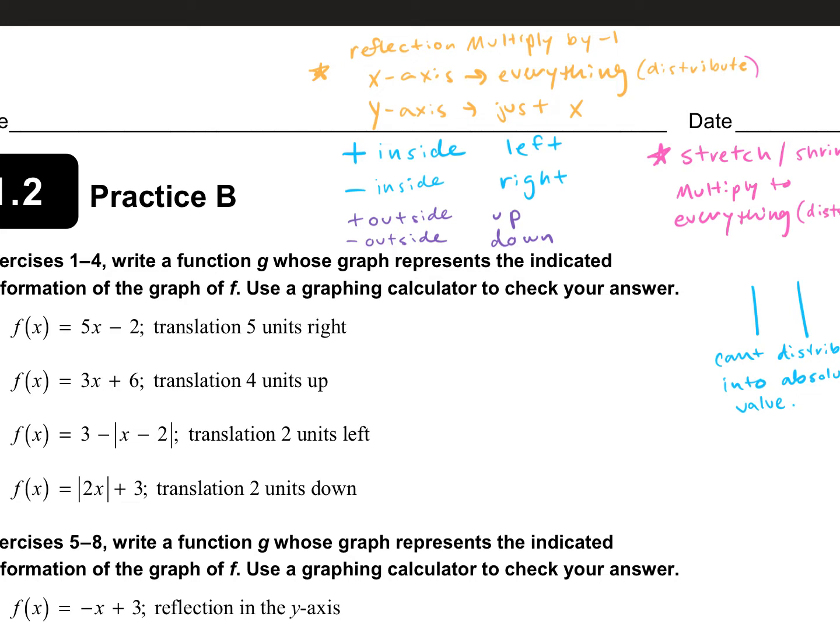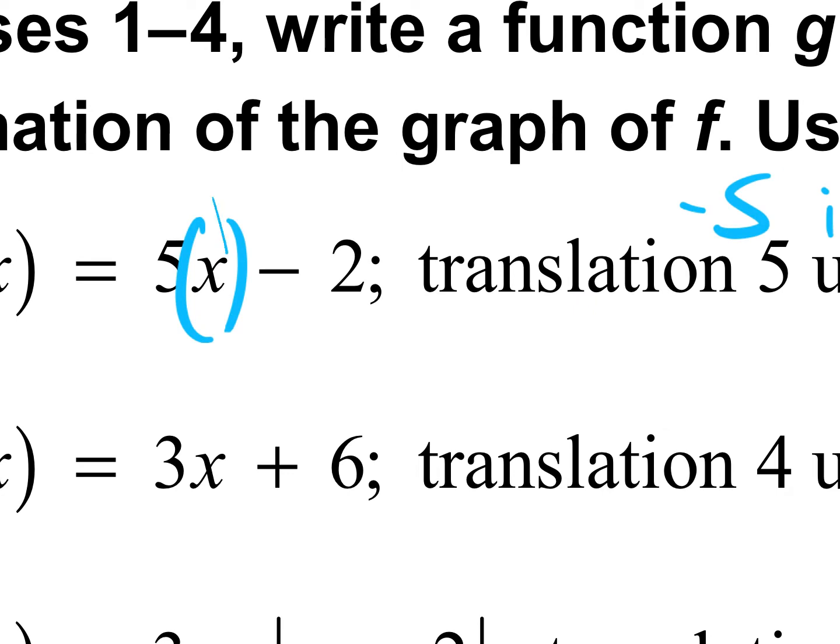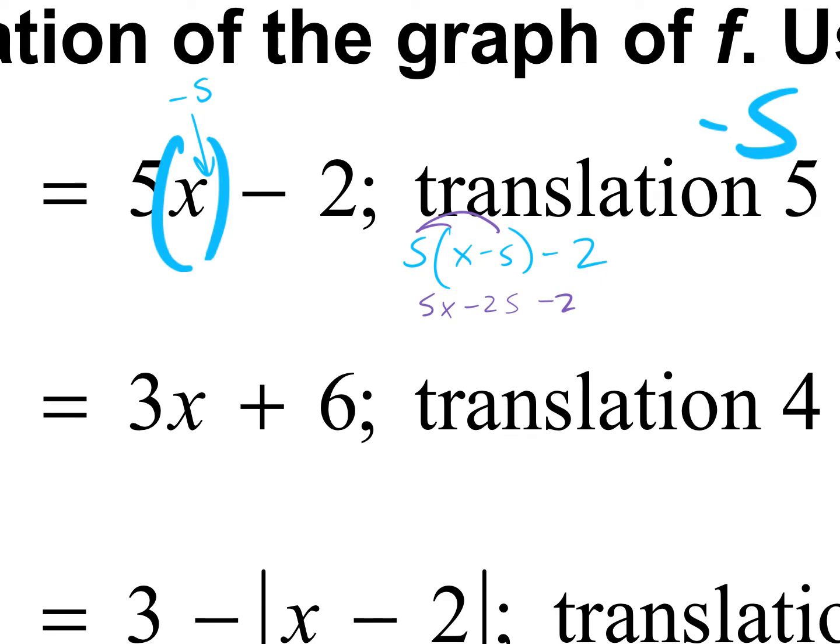So how would I show a translation 5 units to the right? -5 inside. So inside happens directly to the x. So if my x was right there, I'm subtracting 5 inside. So this would become 5, and then in parentheses, x minus 5 minus 2. What would I have to do to simplify? Distribute the 5. So it'd be 5x minus 25 minus 2. And then can I simplify this anymore? Combine the -25 and the minus 2. So 5x minus 27. So it'd be g of x is equal to 5x minus 27. That's our answer.